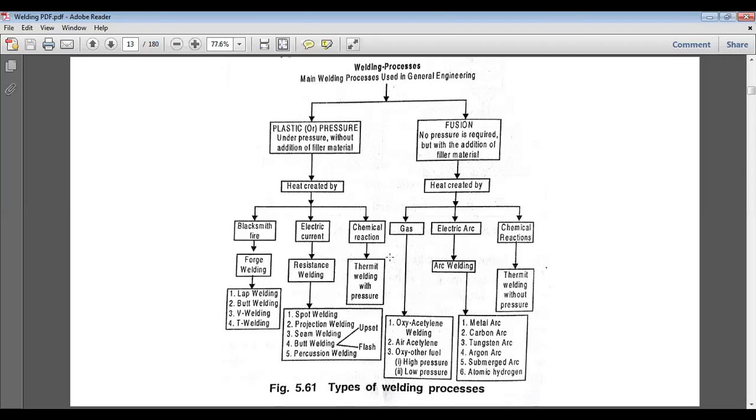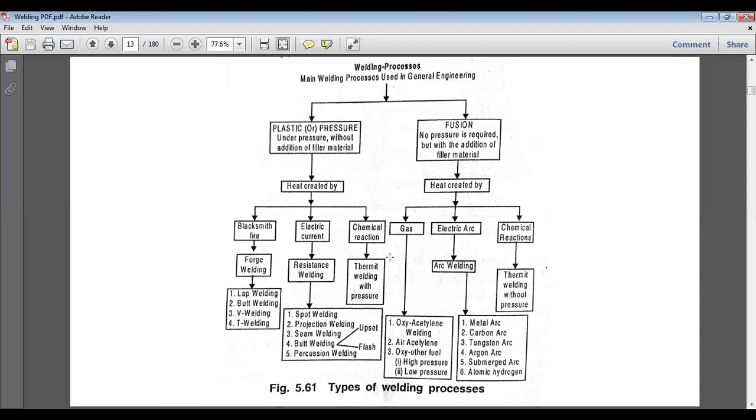So this is called fusion: plastic or pressure welding is under pressure without addition of filler metal, and in fusion, no pressure is required, but with the addition of filler metal. So in both the cases, heat is created. Heat is the basic requirement. So for that, we have to understand how heat can be created.